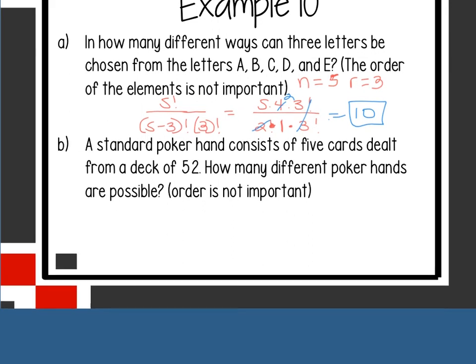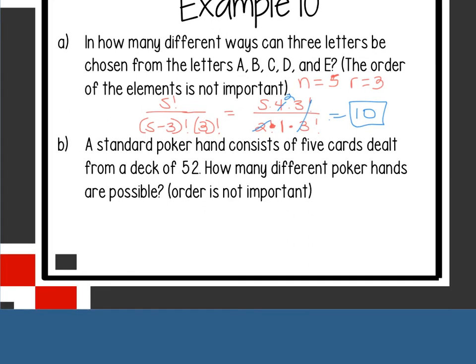So a standard poker hand consists of 5 cards dealt from a deck of 52. How many different poker hands are possible? And order is not important, which again means combination. So what is N this time? 52. And that's an important thing to remember, especially when we get into the next section. There are 52 cards in a standard deck of cards. How many are we taking at a time? 5. So 52 factorial over 52 minus 5 factorial times 5 factorial.